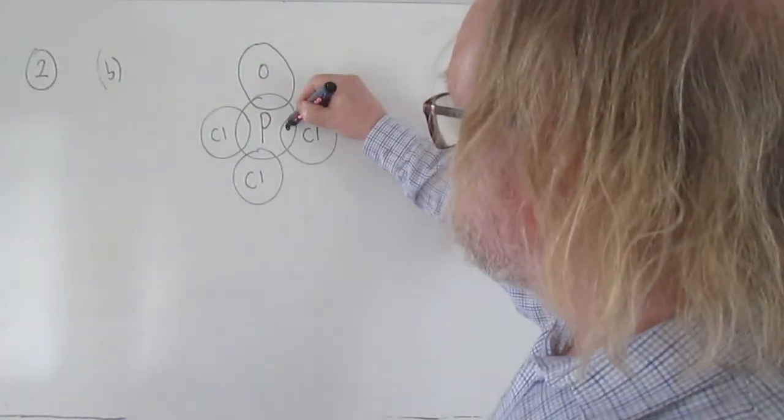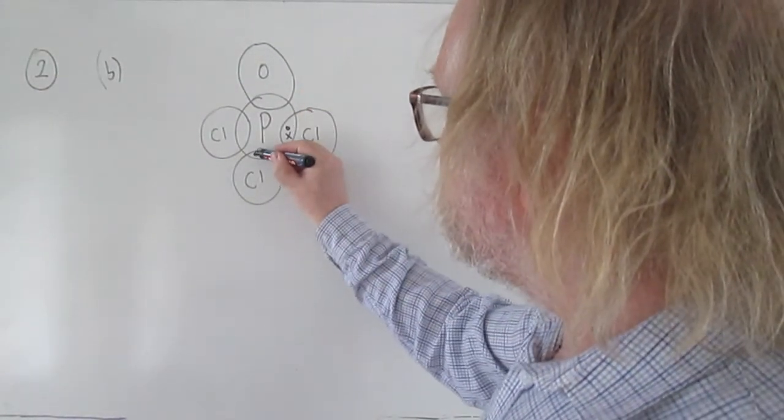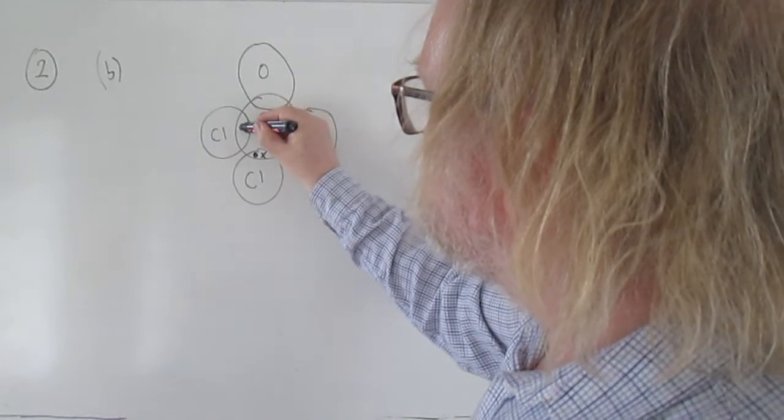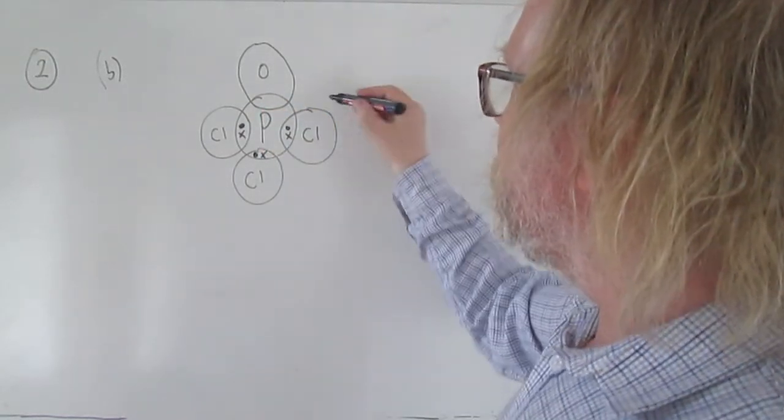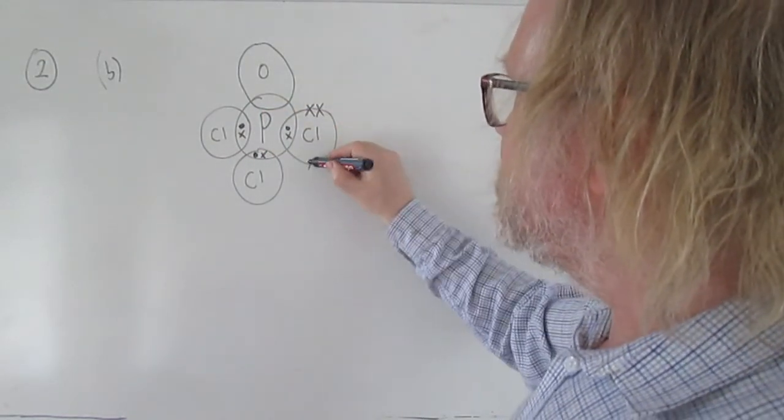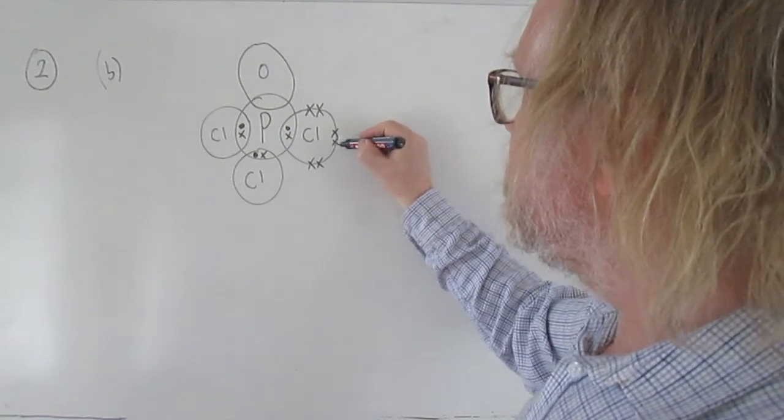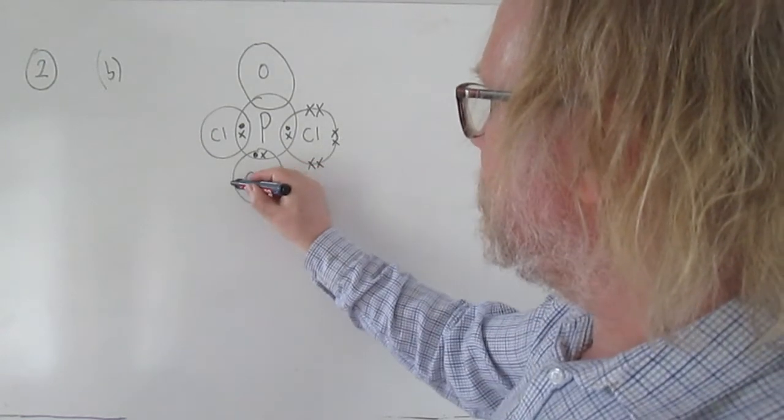So we're going to expect to get single bonds there and there and there, and that leaves each chlorine with 3 lone pairs. If you didn't put the lone pairs on, you didn't get the mark, because as we know, they are important.